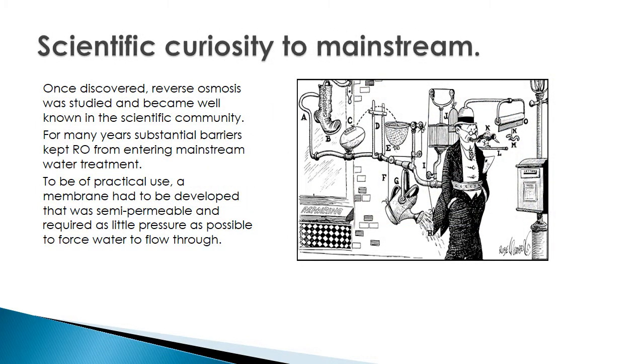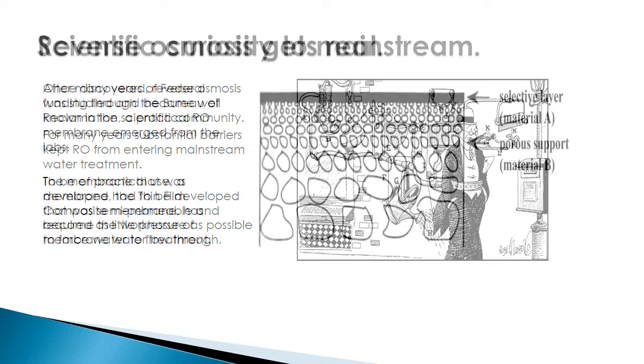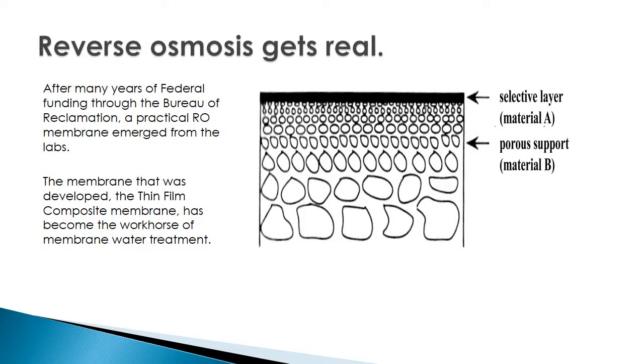Once discovered, reverse osmosis was studied and became well known in the scientific community. For many years, substantial barriers kept RO from entering mainstream water treatment. To be of practical use, a membrane had to be developed that was semi-permeable and required as little pressure as possible to force water through. After many years of federal funding through the Bureau of Reclamation, a practical RO membrane emerged from the labs. The membrane that was developed, the thin film composite membrane, has become the workhorse of membrane water treatment.